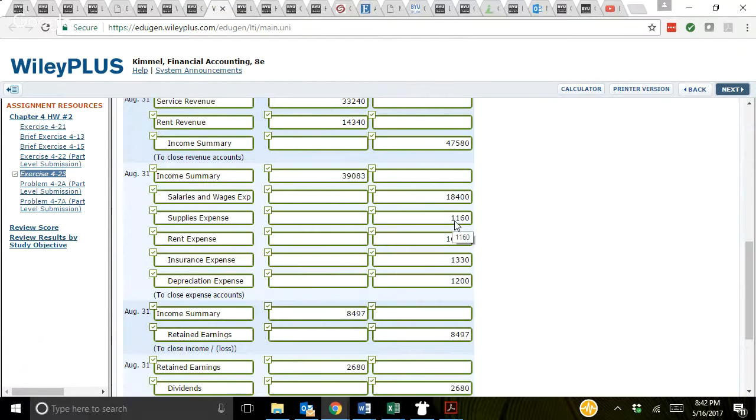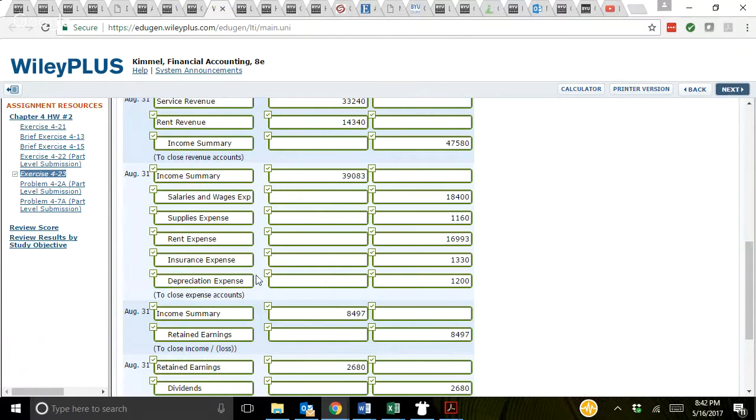Supplies expense, we're going to credit 1160. Rent expense, we're going to credit 16,993. Insurance expense, we're going to credit 1330. Depreciation expense, we're going to credit 1200. Once we add all these together, we get a total of 39,083, which is going to be debited to income summary. So we close these out by adding these as credits, and we add the total to the income summary as a debit.